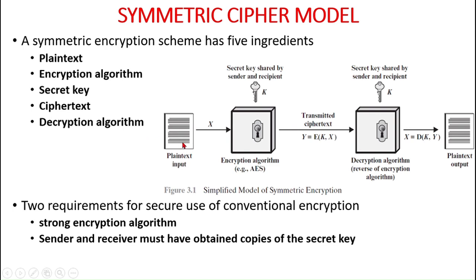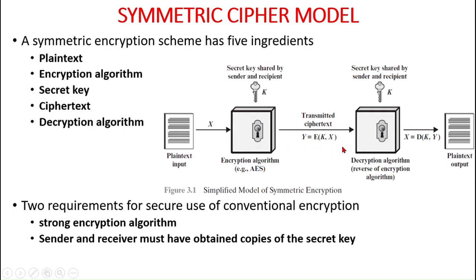If you observe this diagram, we have a plain text input, say for example X, and then we have the secret key shared between the sender and the recipient, which we call K, and then we use the encryption algorithm. So the plain text is converted to the ciphertext by means of an encryption algorithm, for example the Advanced Encryption Standard. So the ciphertext Y is equal to the encryption of K and X. X is nothing but the plain text, right?